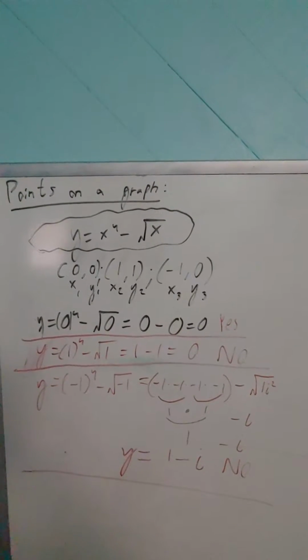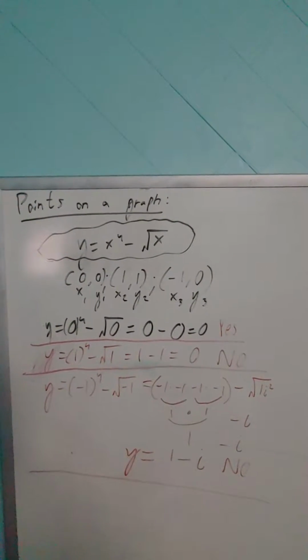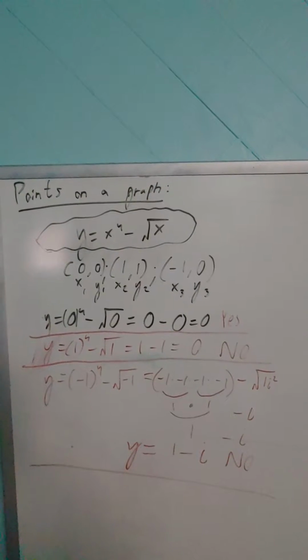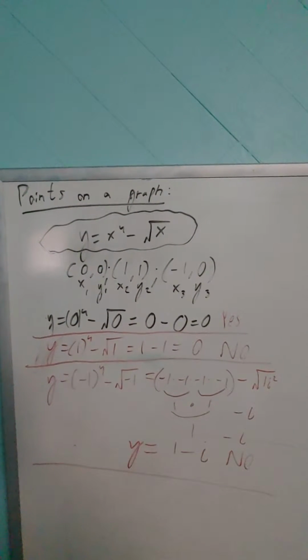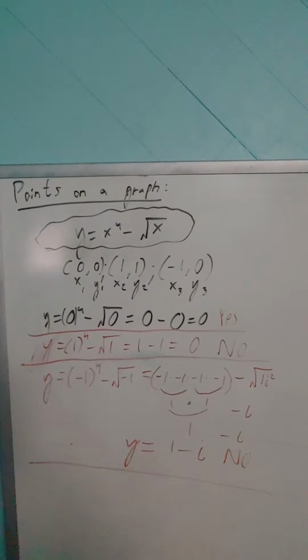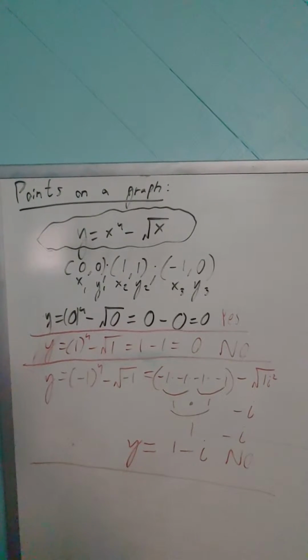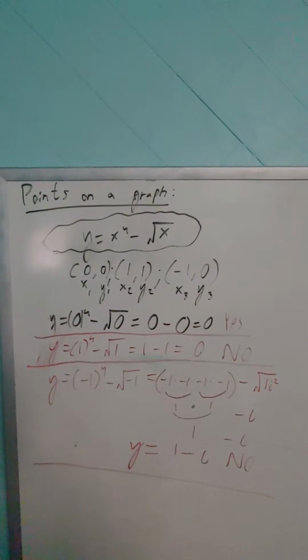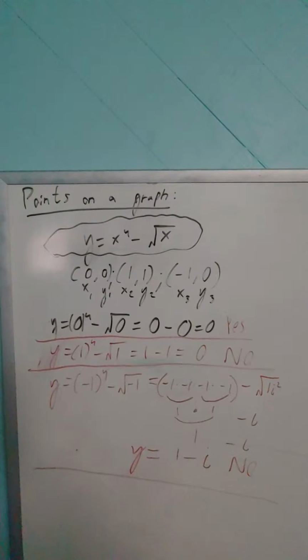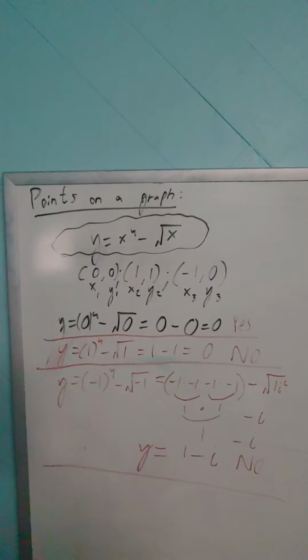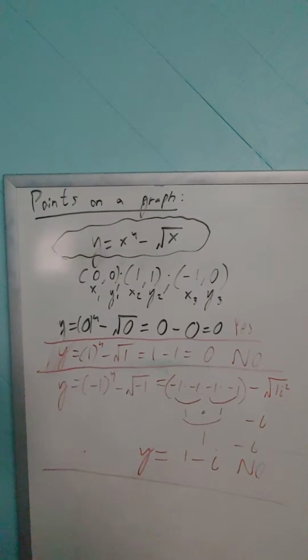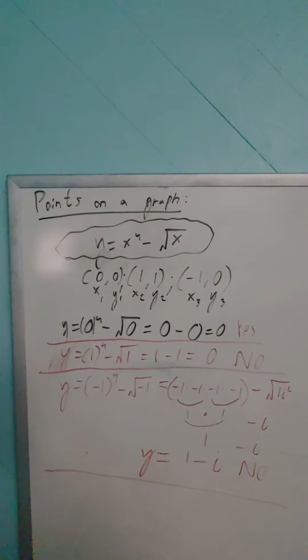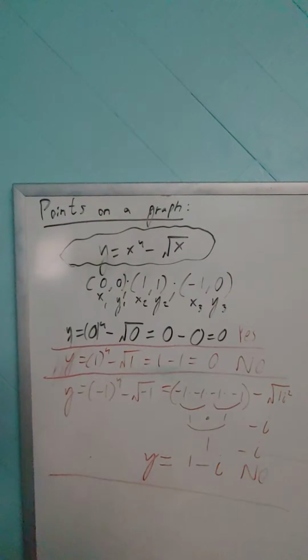Hey there guys, I'm just making a video on how to find the points that are actually on a graph. So there's this question that says, for an equation given, identify if the points identified below are included in this function. The points I've given are (0, 0), (1, 1), and (-1, 0). And the equation written above, which is circled like a cloud, is y equals x to the fourth minus the square root of x.